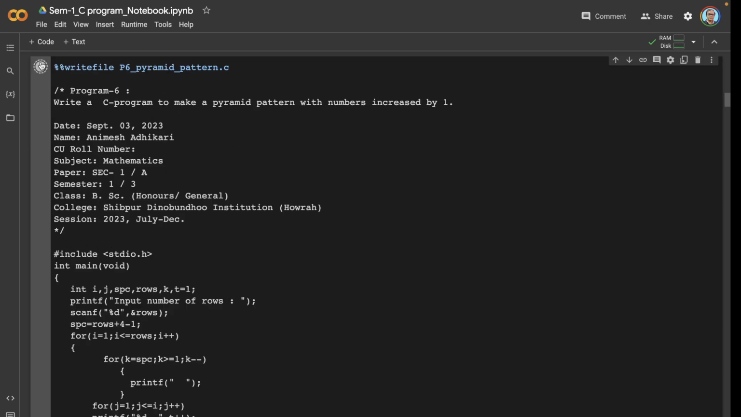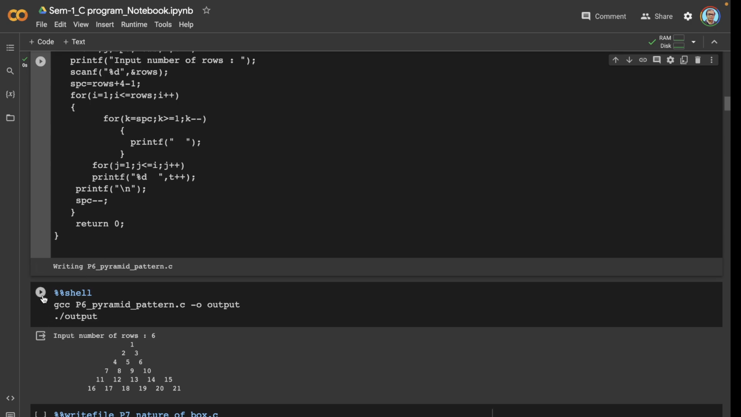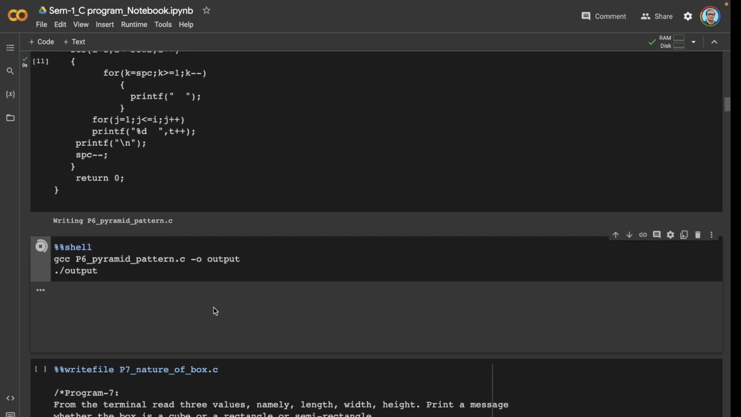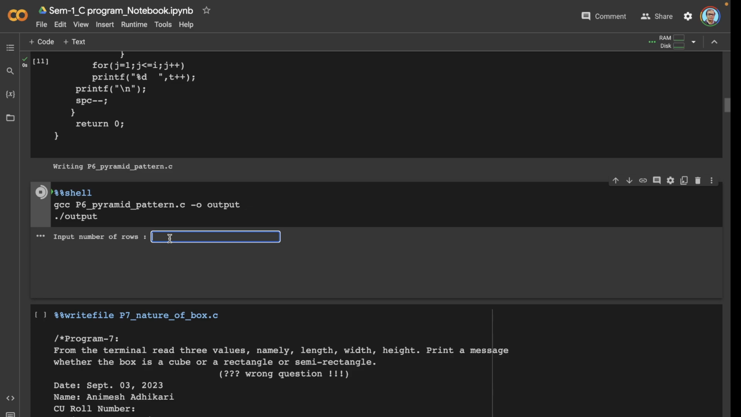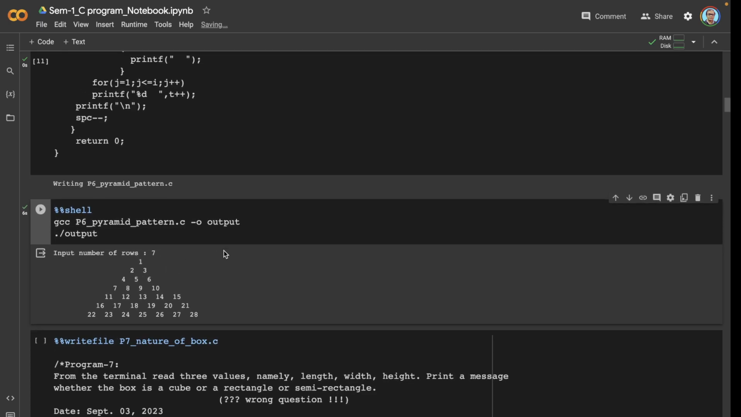So input here, input number of rows 7. So we get this pyramid pattern for number of rows 7, that is 1, 2, 3, 4, 5, 6, 7 rows, and we get a pyramid pattern like this.